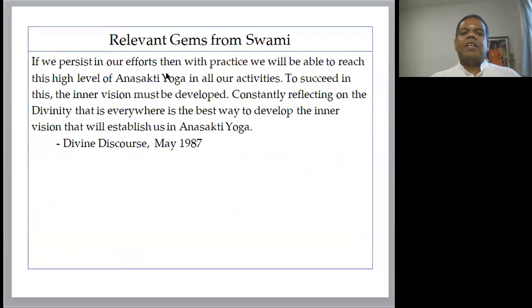If we persist in our efforts, then with practice, we will be able to reach this higher level of Anasakti Yoga in all our activities. To succeed in this, the inner vision must be developed. Constantly reflecting on the divinity that is everywhere is the best way to develop the inner vision that will establish us in Anasakti Yoga.